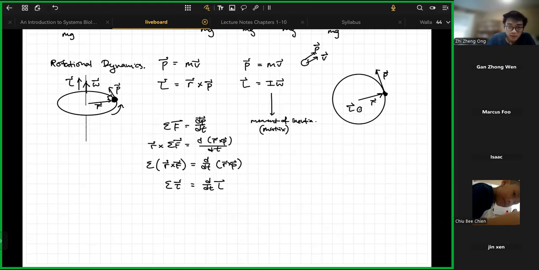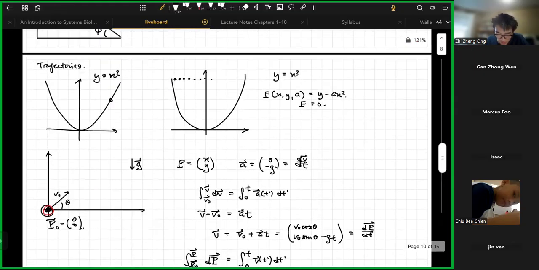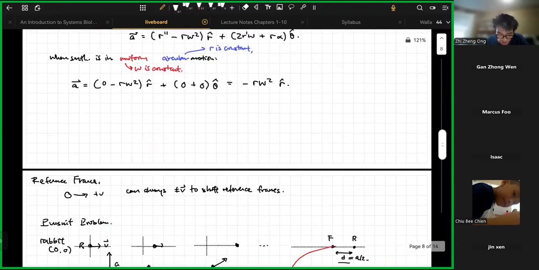Okay, so what's next on the agenda? Okay, so that's angular velocity. Okay. So one more thing, I don't think we talked about this last time. No, I don't think we did.